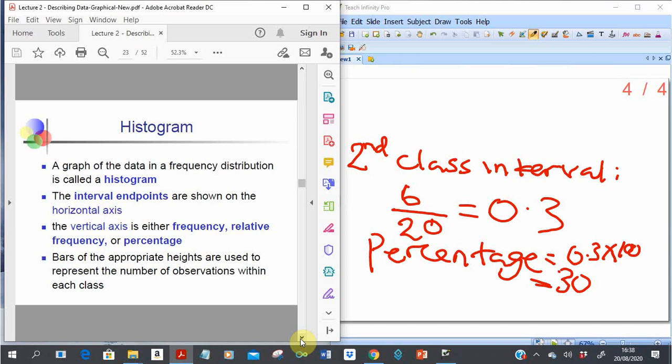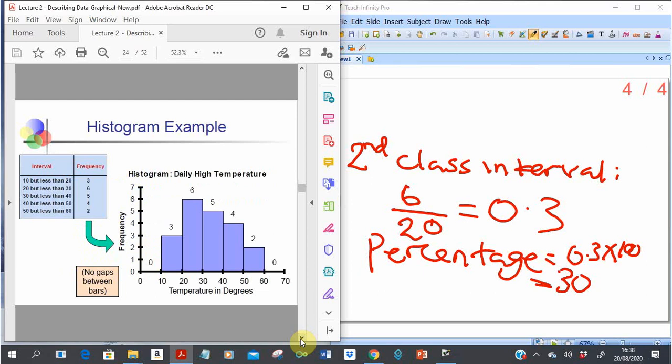Okay, now what we notice is that there are no spaces between gaps. The interval endpoints are shown on the horizontal axis, and on the vertical axis, you can find the frequency, the relative frequency or percentage. So that is an example from the previous data that we already summarized into a frequency distribution table.